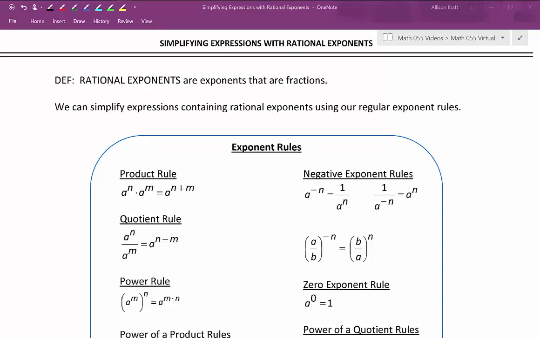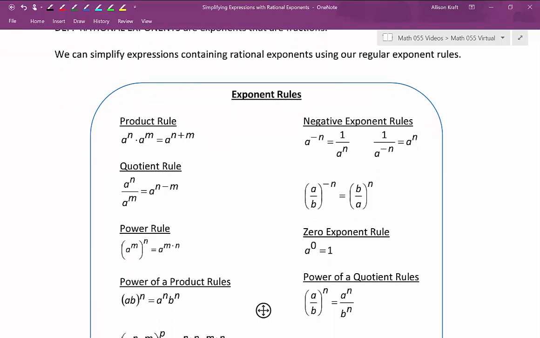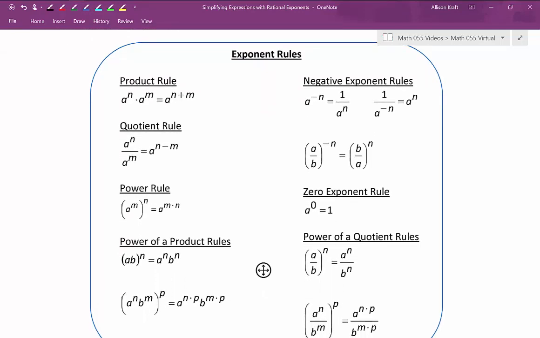This video discusses simplifying expressions containing rational exponents. A rational exponent is simply an exponent that is a fraction. We can simplify expressions containing rational exponents using our regular exponent rules, like we've learned for integer exponents.